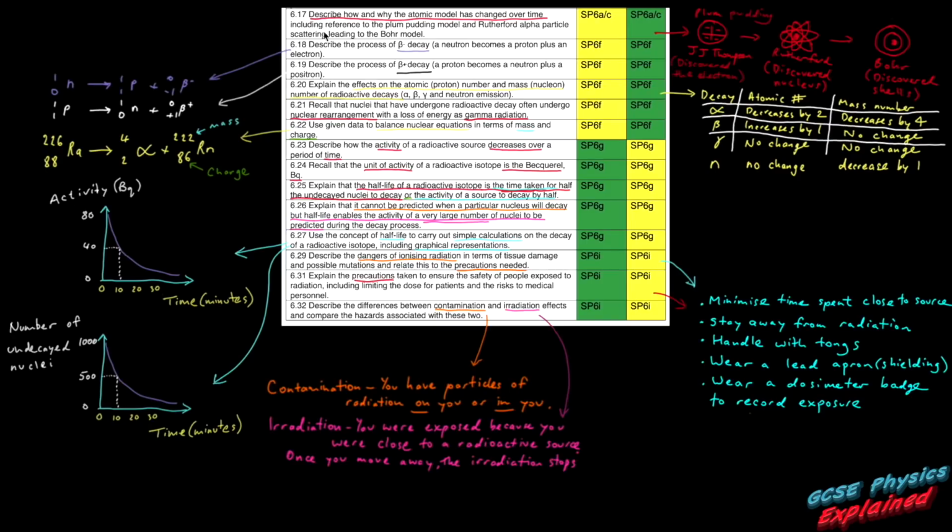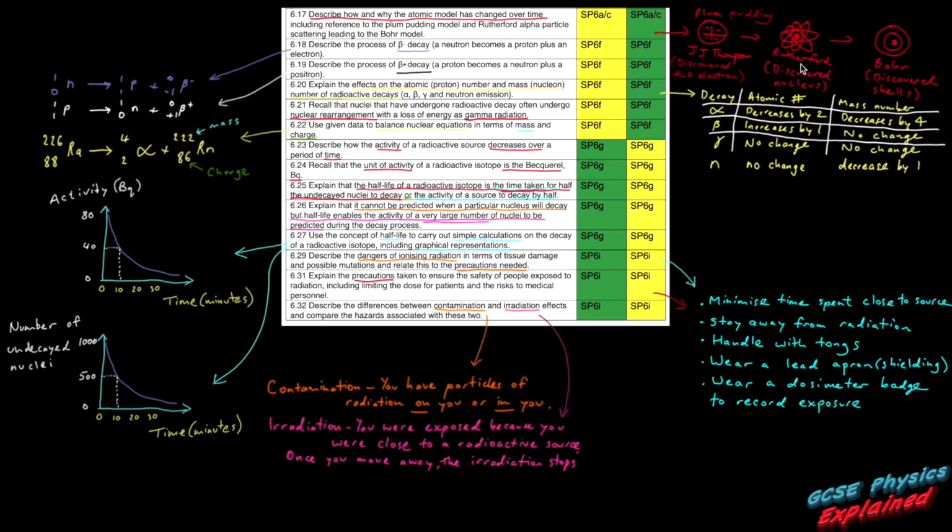And finally, describe how and why the atomic model has changed over time, including reference to the plum pudding model and Rutherford alpha particle scattering leading to the Bohr model. So first of all, we just started off as an atom, Dalton's model, and then we had the plum pudding model when J.J. Thomson came along and discovered the electron. So the plum pudding model is basically where the atom has a positive charge and it's got little negative charges spread out all over the place, localized.